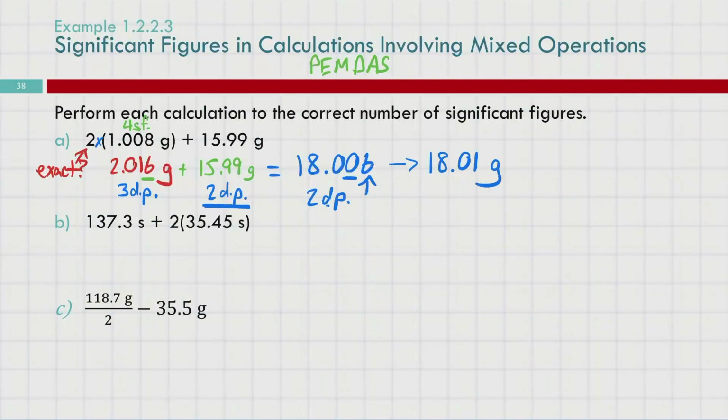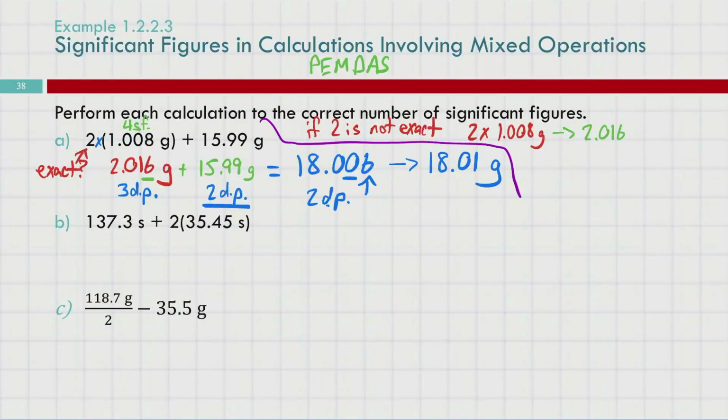If the 2 is not exact, because I forgot what I meant to do here when I made this problem. So if the 2 is not exact, 2 has 1 significant figure times 1.008 grams. That still turns into 2.016 grams, but we would only have 1 significant figure. So that 2 would be our last significant figure.